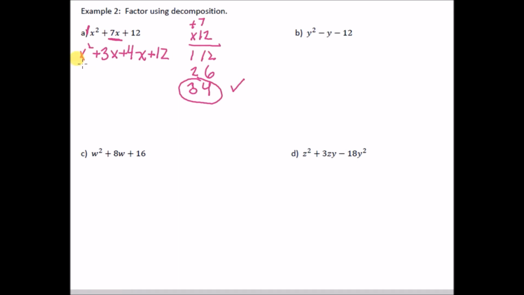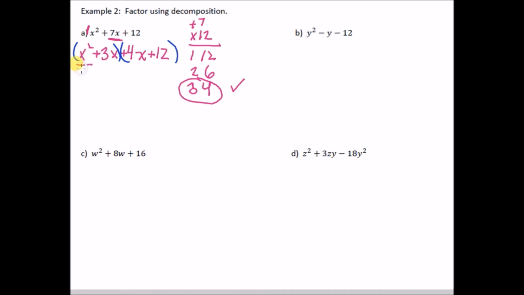So we actually rewrote this equation and we didn't change anything. We just made the 7x look a little bit different. See this? 3x plus 4x? It's still 7x, it just looks a little bit different. So now that there are 4 terms, we can factor by grouping. So let's group the first 2 and the last 2.